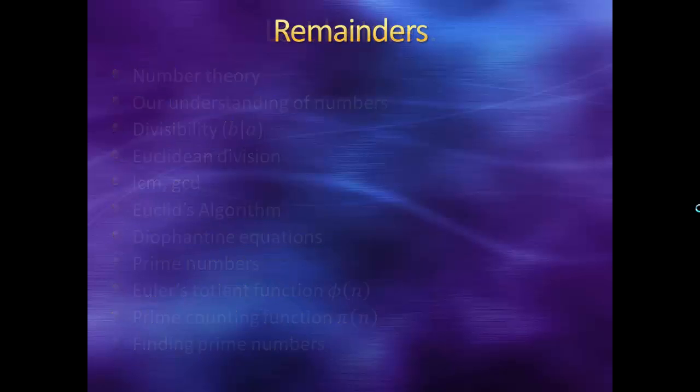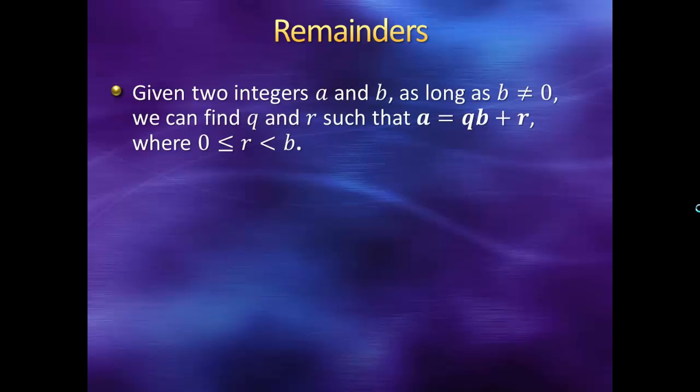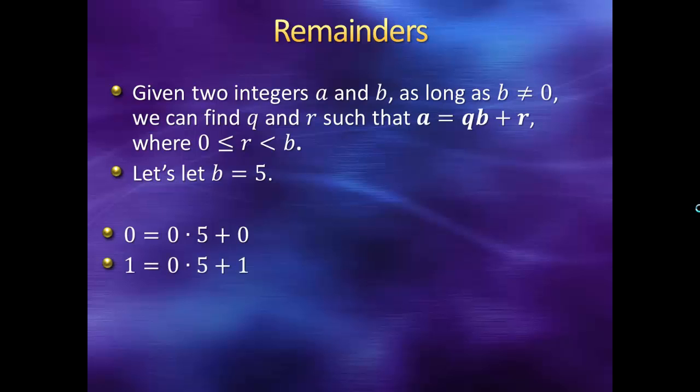For this lecture, let's think back to Euclidean division. Recall that given two integers a and b, as long as b is not 0, we can represent a in the form q times b plus r, where r is less than b. Let's look at what happens if we let b equal 5 and let a change its value. If a is 0, then 0 equals 0 times 5 plus 0. If a is 1, then 1 equals 0 times 5 plus 1.